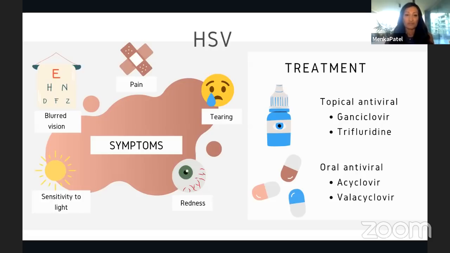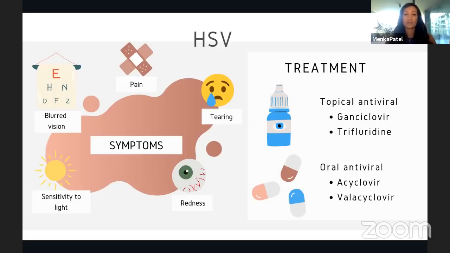As I mentioned, usually HSV is unilateral. This is very different from the pink eye that you may experience. A lot of patients who come in with these mild symptoms think they may have pink eye, which is generally viral conjunctivitis. These patients with viral conjunctivitis, it's highly contagious.